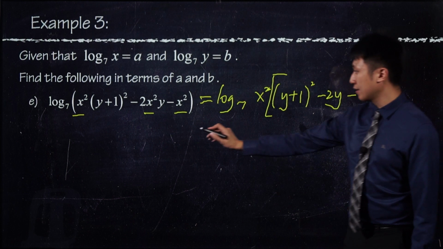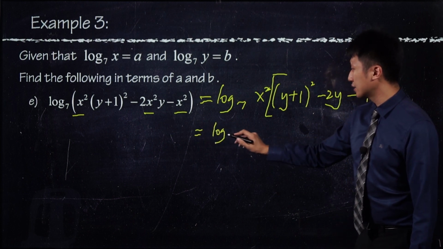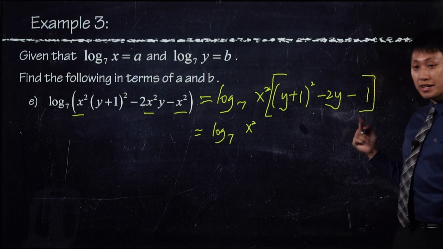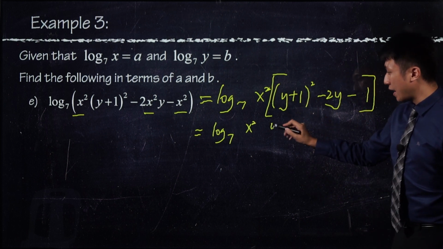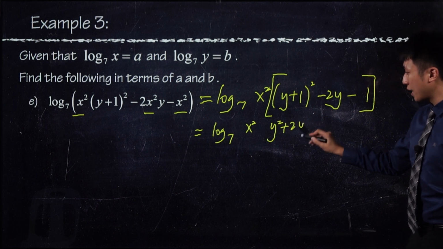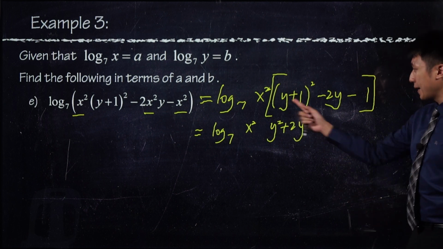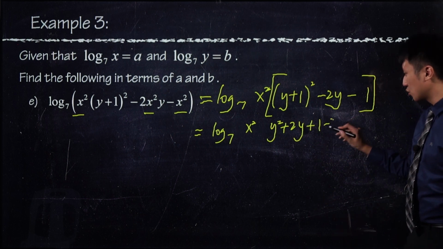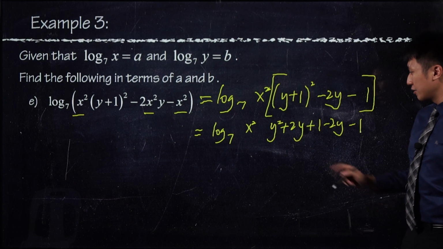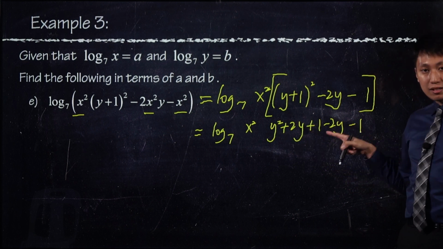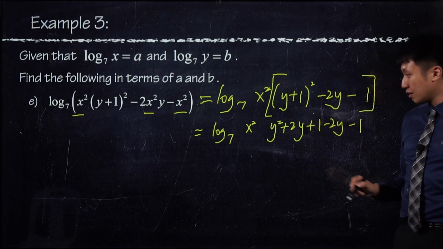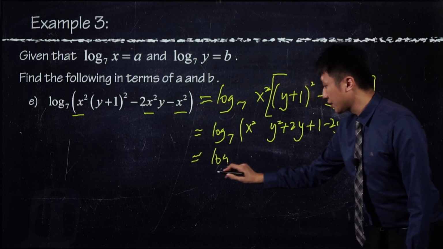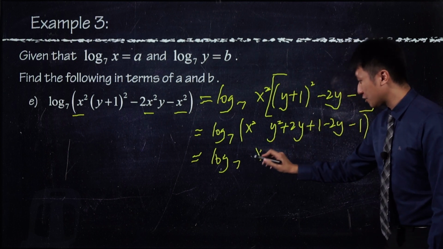Okay, great. So this one gives you log 7 x squared, and here you've got to expand this one, right? y squared plus 2y plus 1, you get it? (a plus b) squared is a squared plus 2ab plus b squared. So minus 2y and minus 1. Do you see that? Plus 2y and minus 2y cancel, and plus 1 minus 1 cancel. So what is inside here? It's just going to be log 7 x squared.